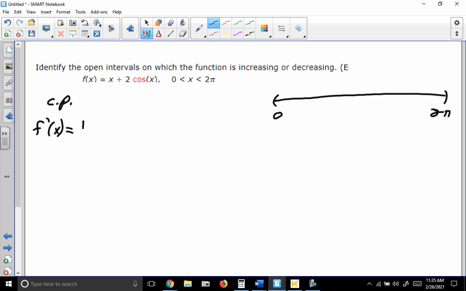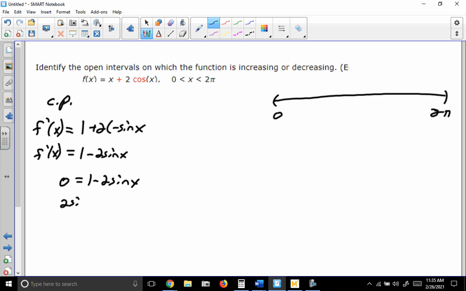The derivative of x is 1. The derivative of cosine is minus sine. So we have a 2 times minus sine. So our first derivative is 1 minus 2 sine x. To get our critical points, we set that equal to 0. We could add 2 sine x to both sides and get 2 sine x is 1. And then if we divide by 2, we get sine x is 1/2.